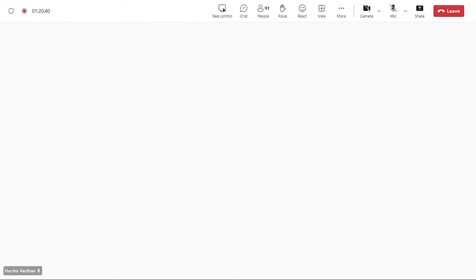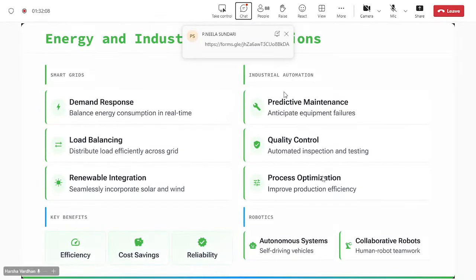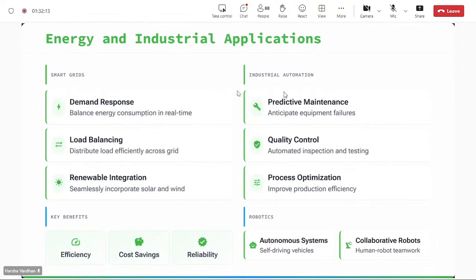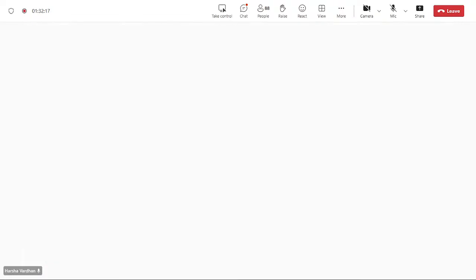So where do AI agents help in energy and industrial applications? It is demand response. What is demand response, or what do agents really do in demand response? They help in balancing energy and also reducing energy consumption in real time, which again helps industries to scale their budgets down.